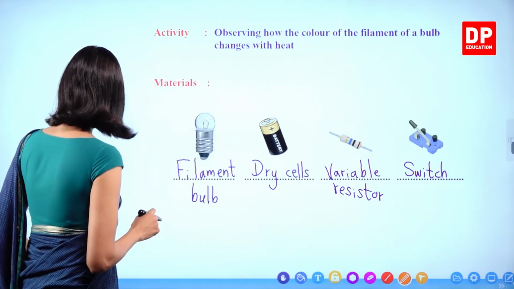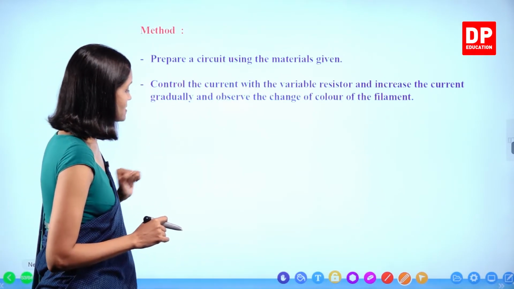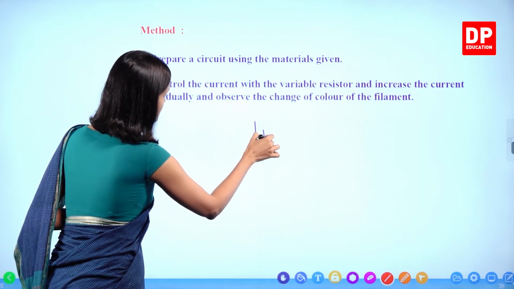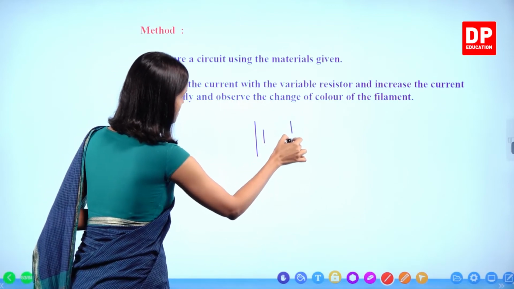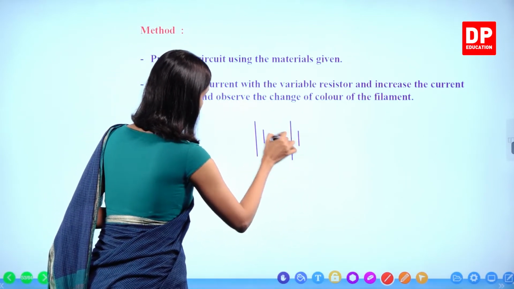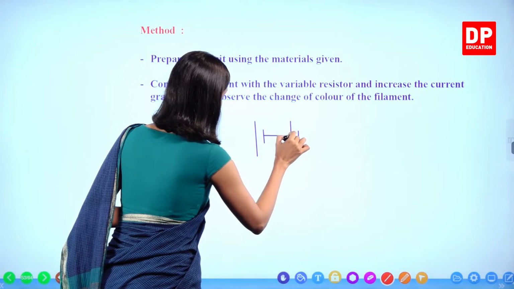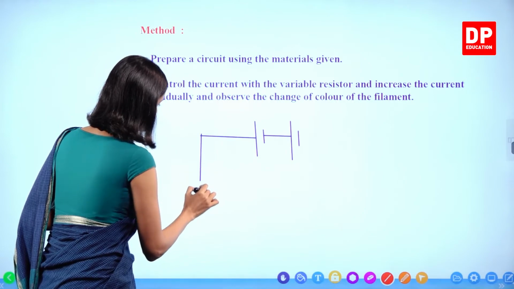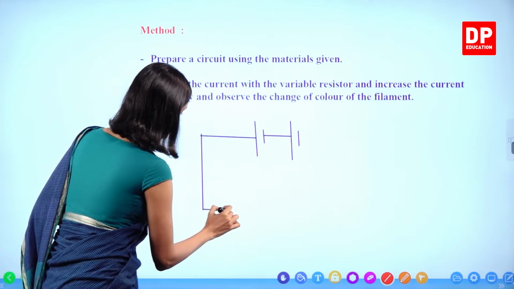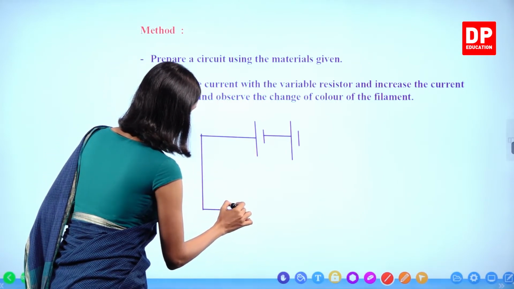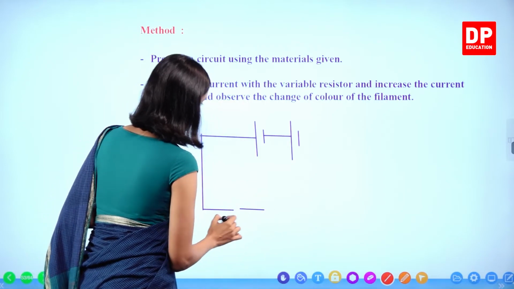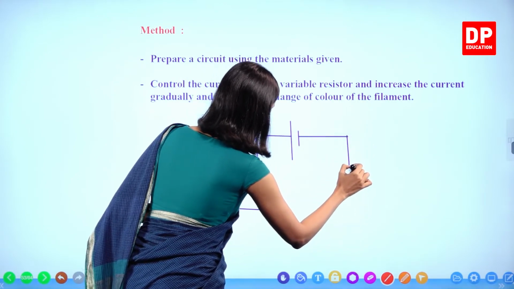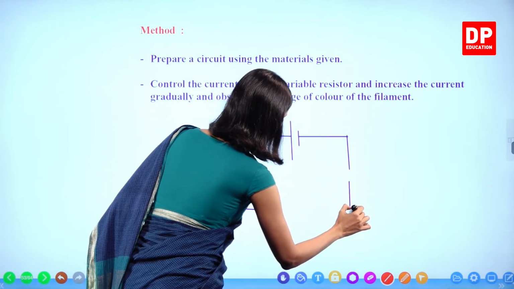Okay. So we'll draw the diagram using the circuit symbols. So the dry cells we'll draw like this. And we'll draw two dry cells. They are connected with the wires like this. And switch. And we'll draw a bulb over here.